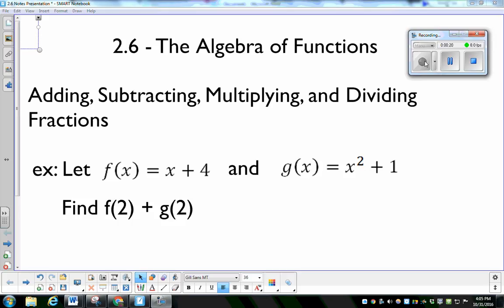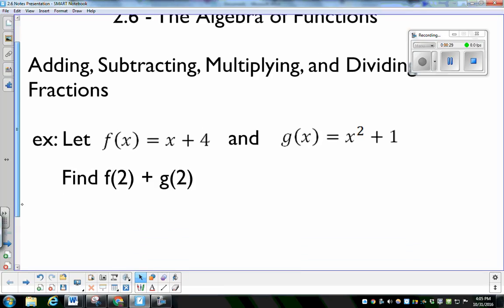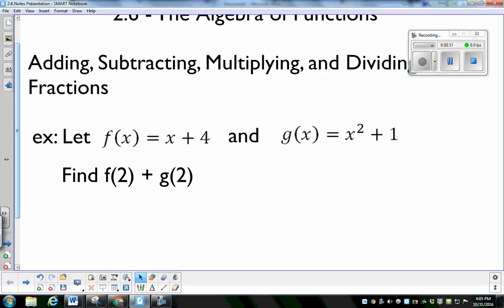Some of you guys have not been doing so great with actually writing everything on the notes. You should pause it and write down all of those words right now, okay? You should also write down this first problem right here. So it says, let f of x equal x plus 4 and g of x equals x squared plus 1. We're going to find f of 2 plus g of 2. You need to write down that problem. Pause it right now and write that down.